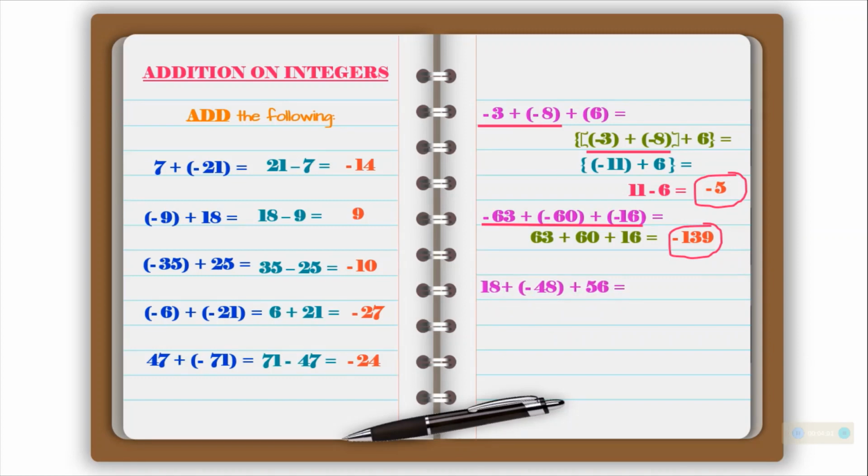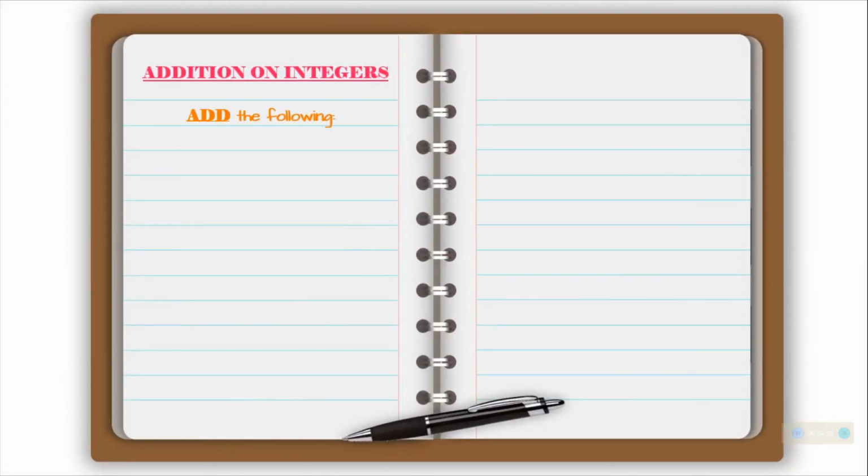Next, 18 plus negative 48 plus 56. We will add first the same sign, 18 plus 56, then plus negative 48. So, the answer is 74 plus negative 48. Since they have different signs, we will subtract 74 minus 48 and take the sign of the larger absolute value, which is positive. So, the answer is positive 26.